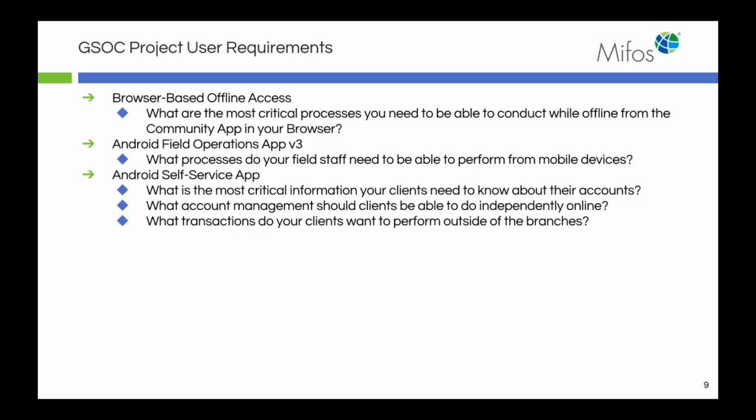So one of the critical areas he needs to understand is, while you're on the browser using the community app and you have intermittent connectivity and you or your users might go offline, we need to understand what are those most critical processes you would like to be able to complete while you're offline. So I want to open the floor now to any input from users or partners on the call today based on what processes they'd like to be able to do offline from the community app in their browser. So if anybody has any input there now, we'd be glad to hear it.